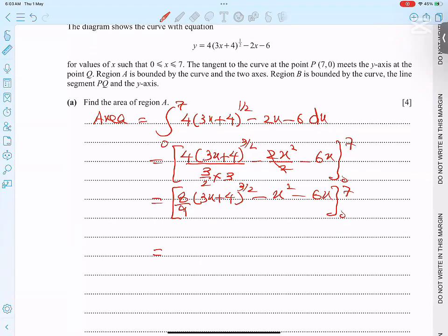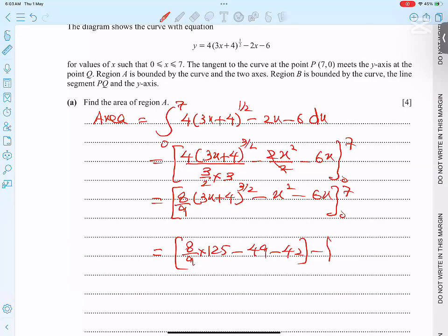So students, first of all, when I plug in 7 here, 7 threes are 21, 21 plus 4 is 25. 25 to the power 3 by 2 gives us 125. 8 over 9 times 125, minus 49 minus 42. Upper limit done. This is called the upper limit.